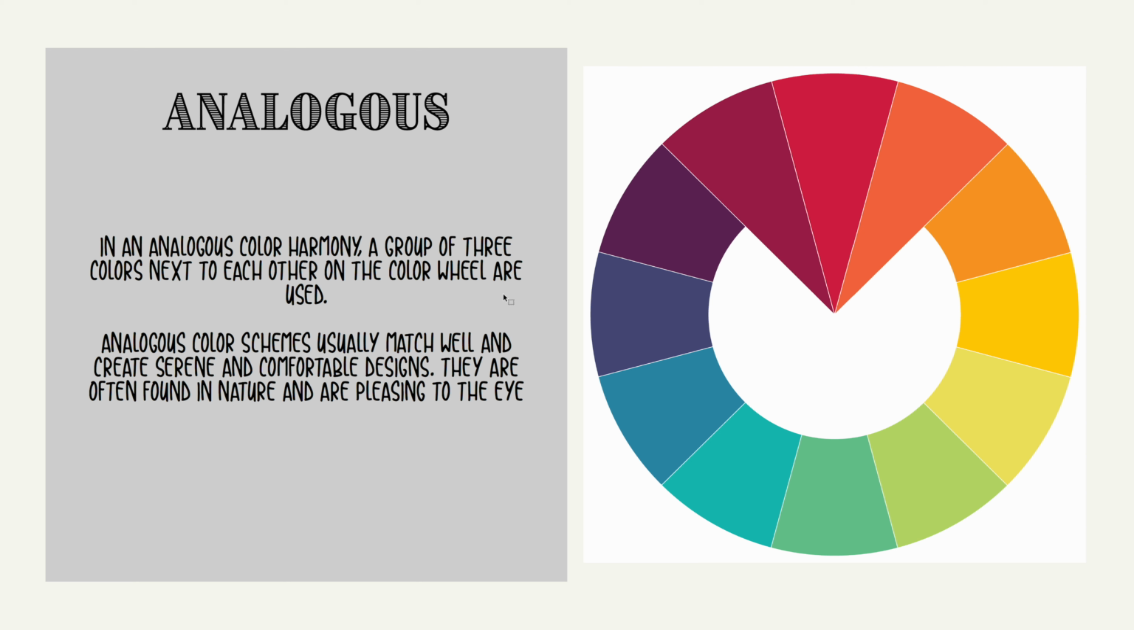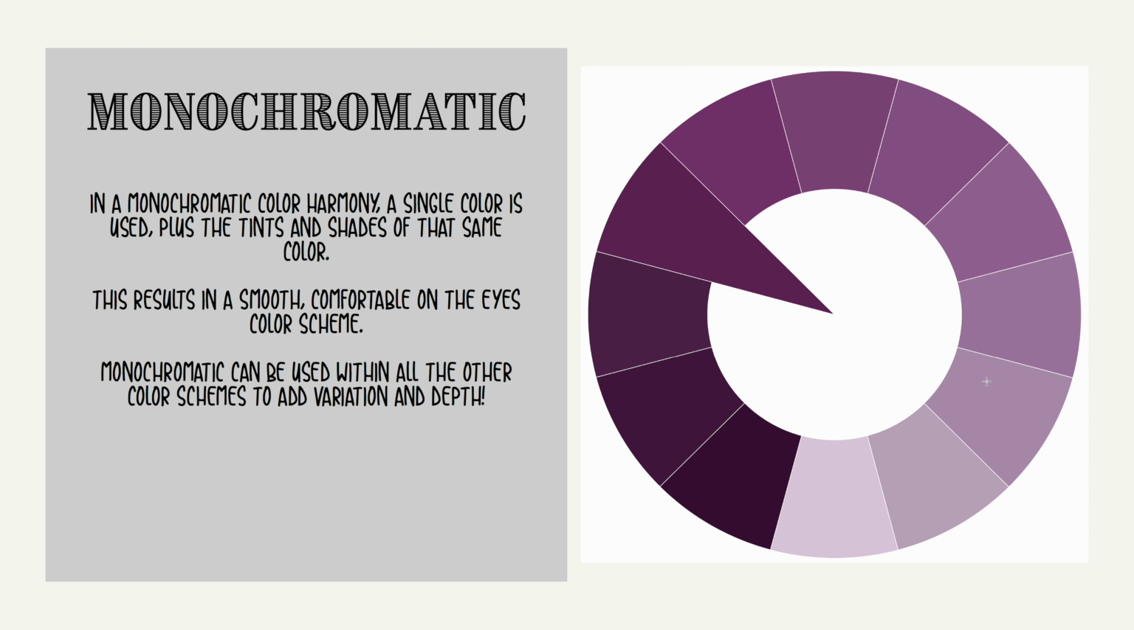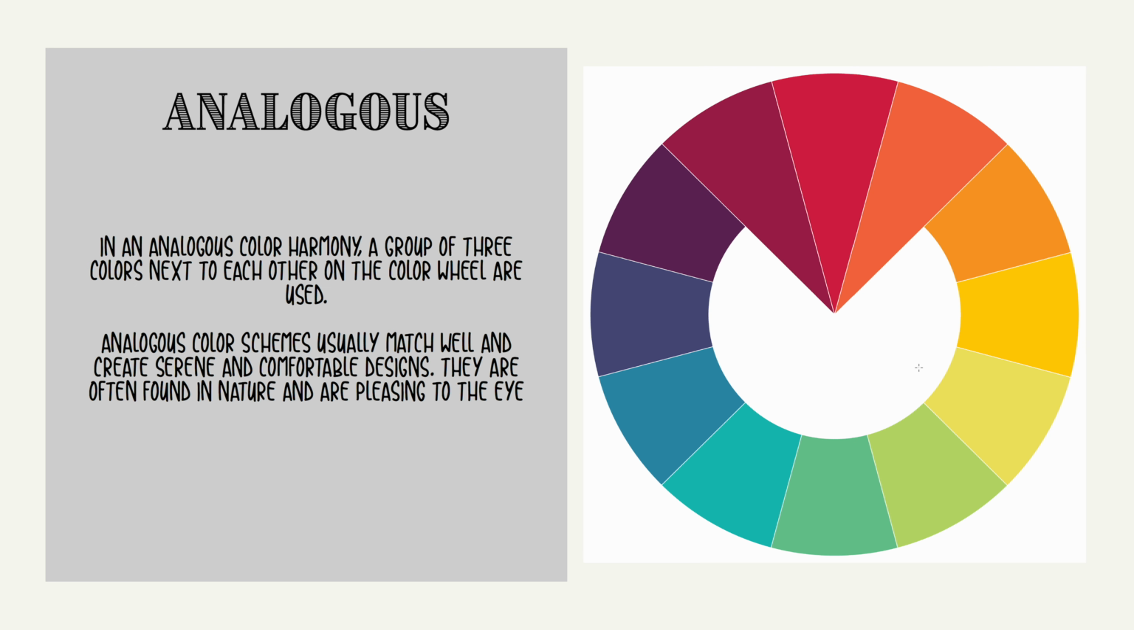With these color schemes, they usually work well together, and they create a serene and comfortable design. And they're often found in nature, and they're pleasing to the eye. So if you think of the ocean or water or anything like that, these 3 colors are going to come up, right? If you think of the forest, nature, grass, you're going to have these 3 colors coming up together. You think of the desert or the warm sun or anything like that, you're going to have these 3 that are coming up, right?